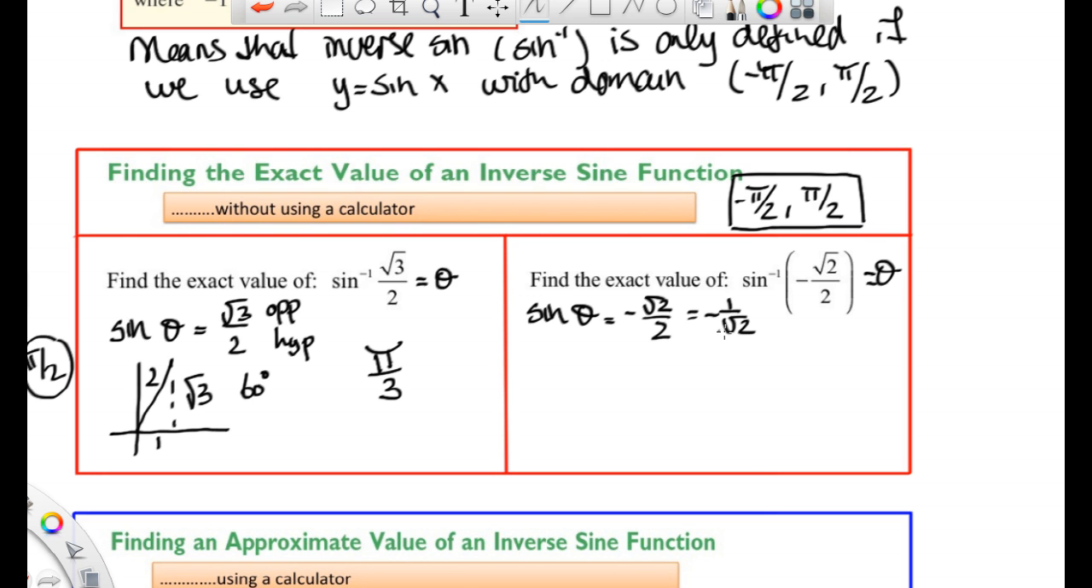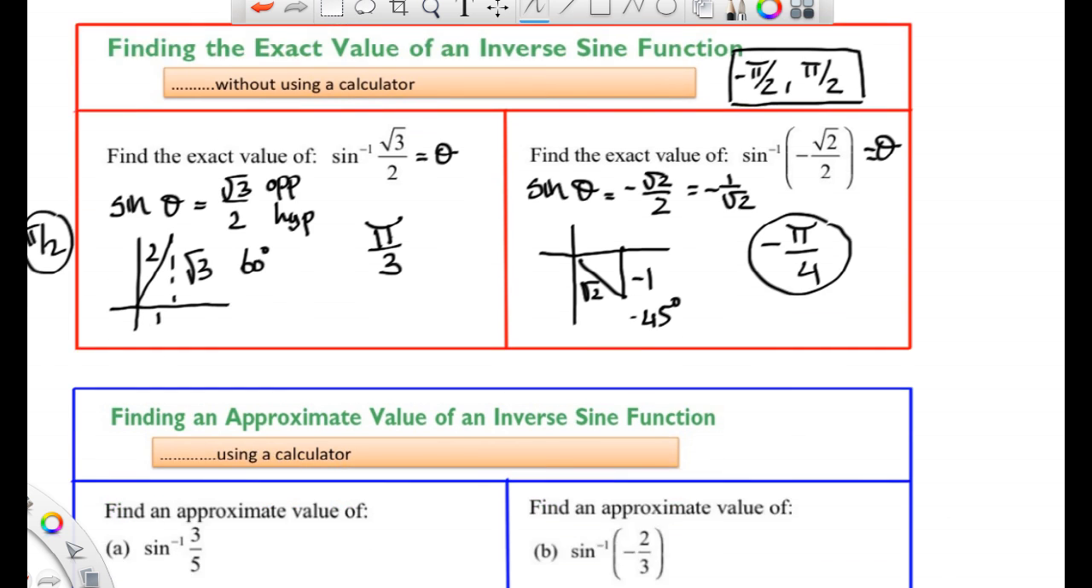Well, the sine is negative if I'm between 0 and negative pi over 2, because it's the y value. So I need to be in quadrant number 4. Again, that's opposite, so that's the one that's actually down, and then the square root of 2 would be here. So I have a 45-degree triangle that is negative. So that is negative pi over 4. Okay? So that's it.